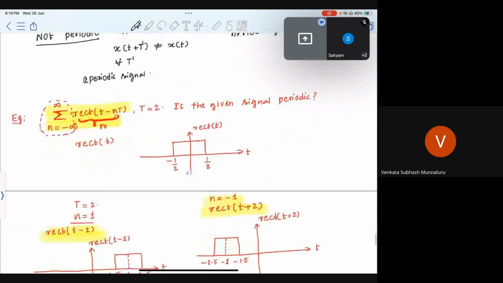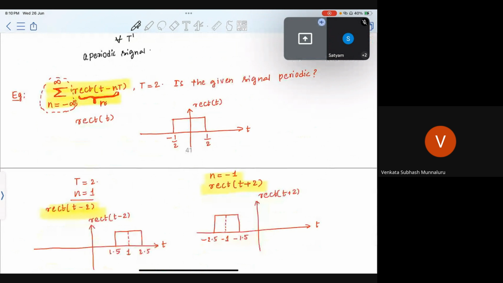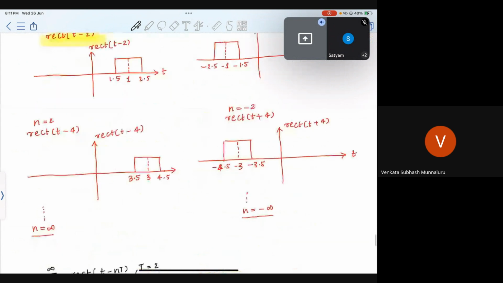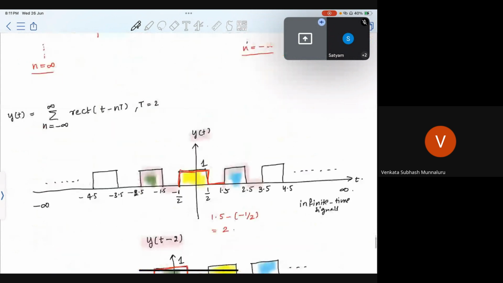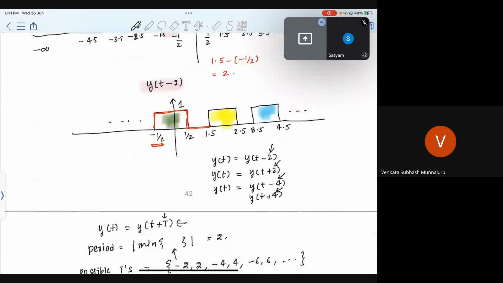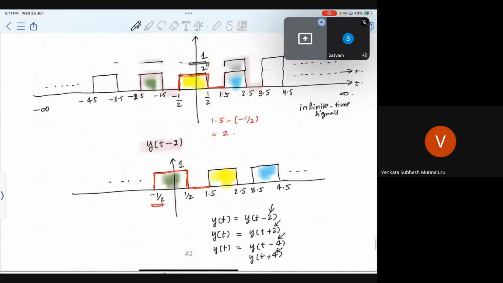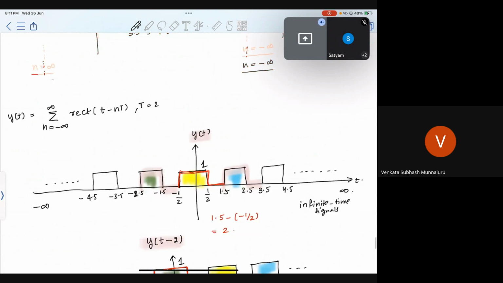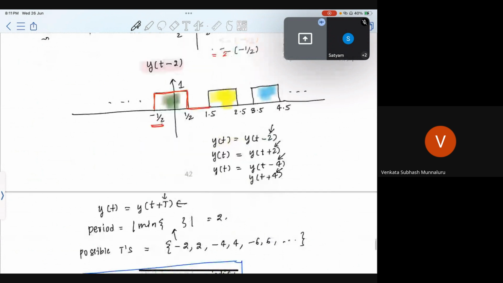We have seen a couple of examples. One example is the summation of delayed rectangular signals. We saw that this particular example is a periodic signal, and the periodicity depends on the capital T value. In this example we took capital T to be 2, and we saw that this signal is periodic with a fundamental period of 2.